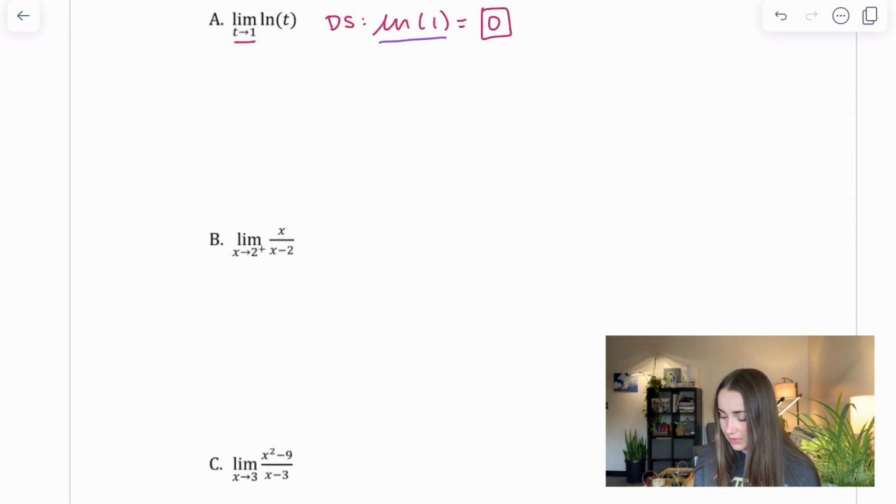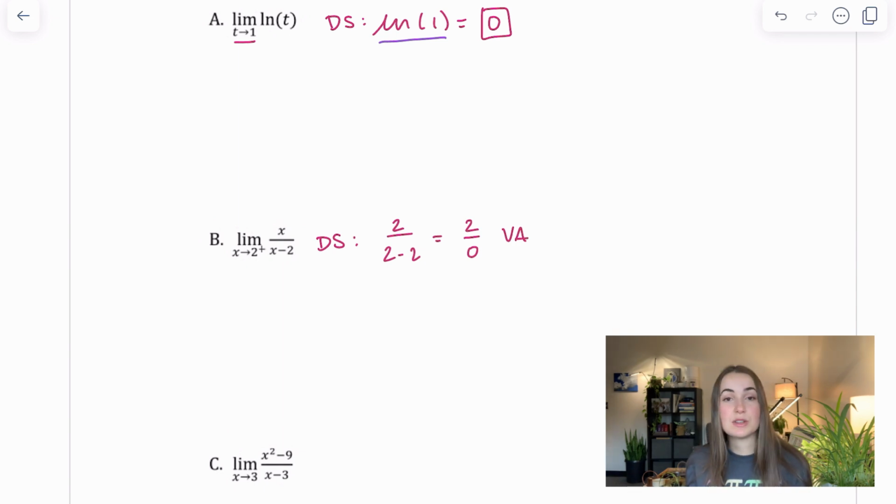Here we have a right-sided limit, so the limit as x approaches 2 from the right. We're going to go ahead and try direct substitution, and I'm going to plug in 2, and as we can see, this is going to be approaching 2 divided by 0, which also tells us that this is going to be a vertical asymptote, right? So when we have vertical asymptotes, we know that the limit is approaching either positive infinity or negative infinity. We just want to figure out which one it is.